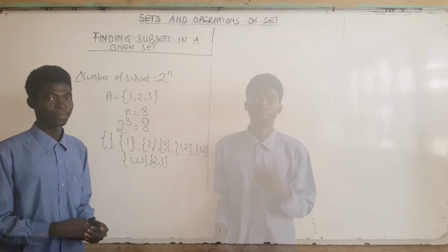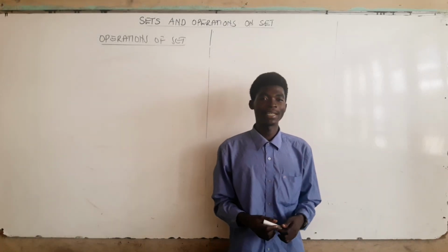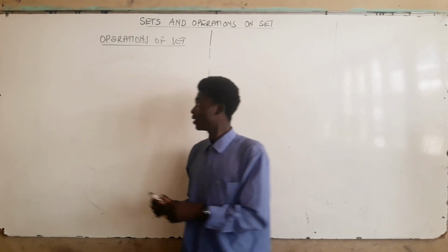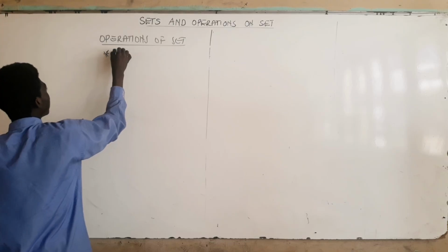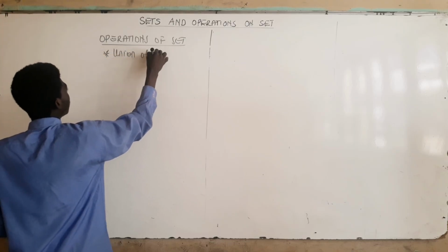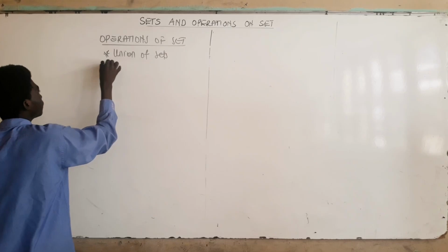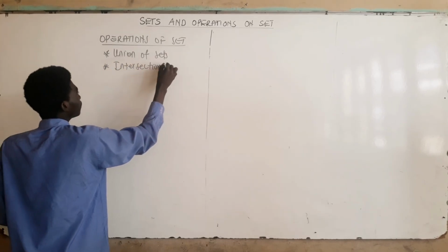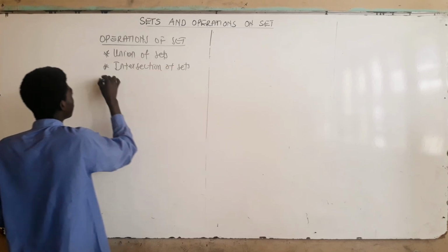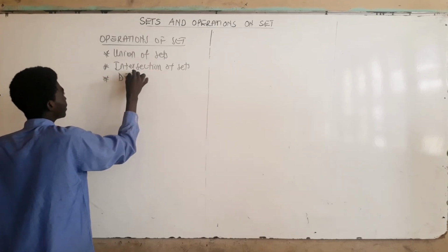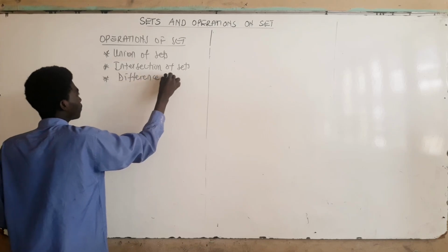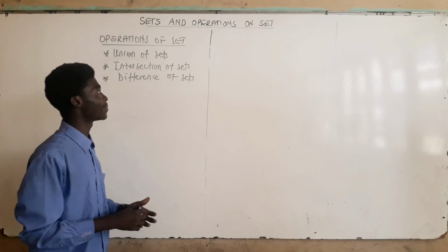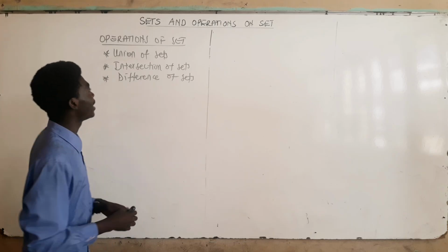Now we are on the operations of sets. There are 3 main operations of sets, and these 3 are the union of sets, the intersection of sets, and the difference of sets. So I'm going to take them one after the other and explain. So we begin with the union of sets.